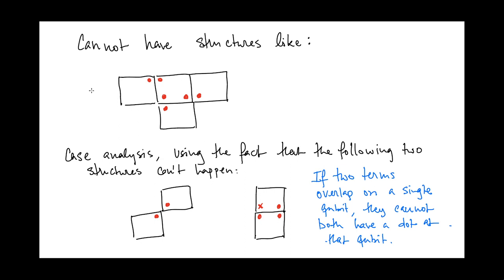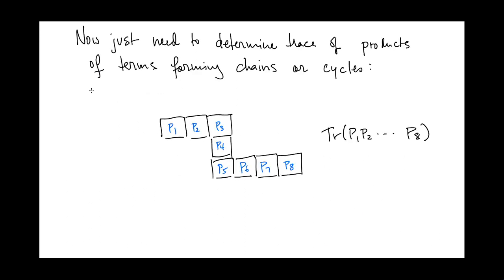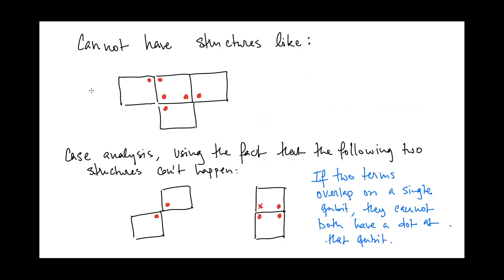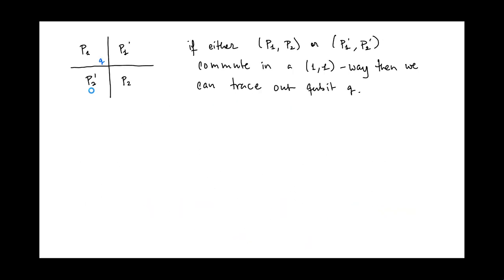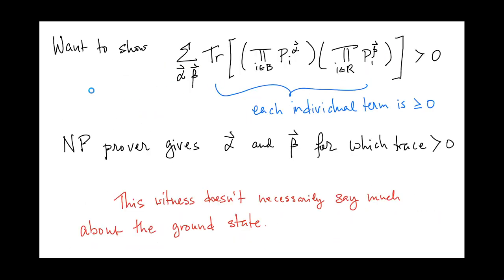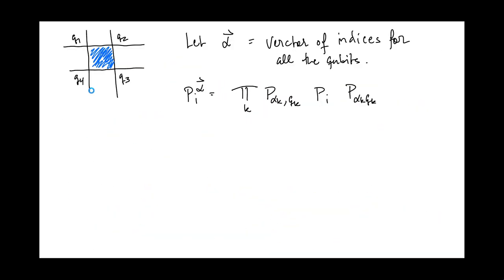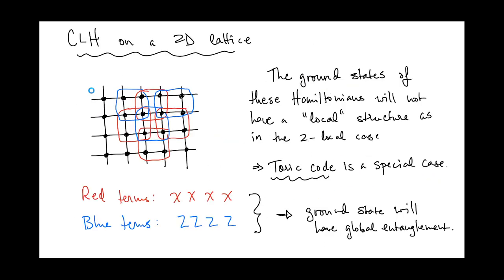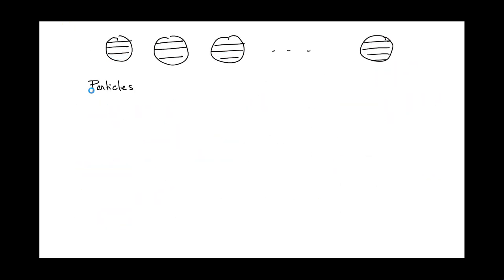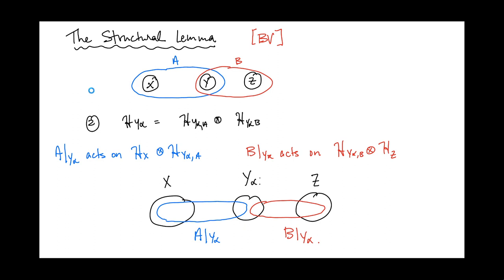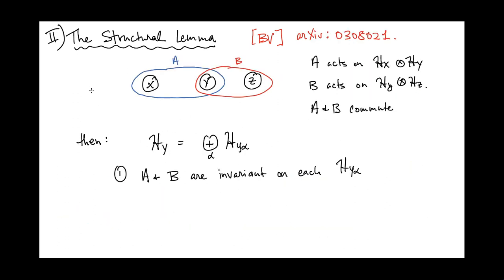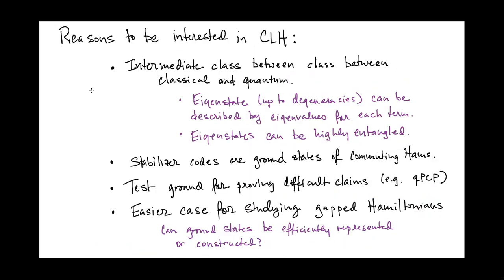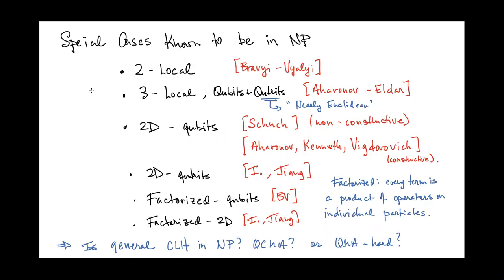Somehow, I missed my slide. One thing I want to do, I somehow missed the slide, which has the survey of everything that we know about commuting local Hamiltonians. Unless I erased it somehow. There it is.